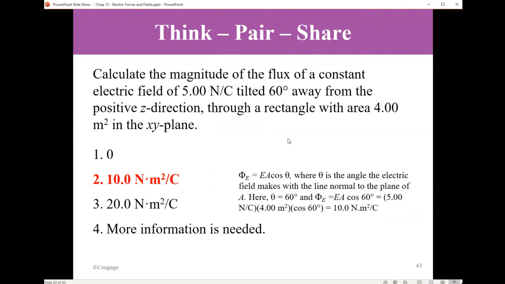As you can see from these examples, the flux is maximum when theta is 0, and minimum when theta is 90 degrees. In that case, the field lines will be parallel to the surface, not penetrating the surface. In that situation, the flux would be 0. But for this situation with 60 degrees, it would be 10 Newton meter squared per Coulomb.